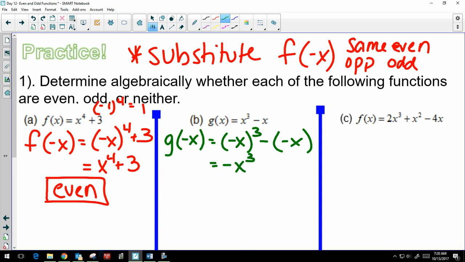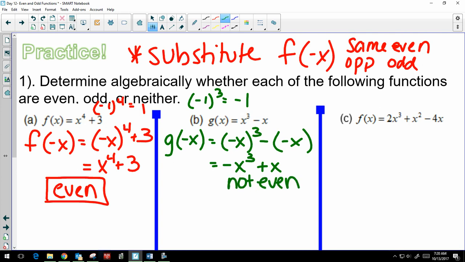Once again, if you are confused about that or you need help, in your calculator, do something like this. You're going to get a negative 1. And then I have a negative times a negative, which is a positive x. So do I get the same thing back? This negative x cubed plus x does not match my original, so it's not even.